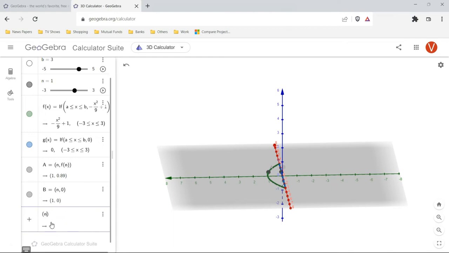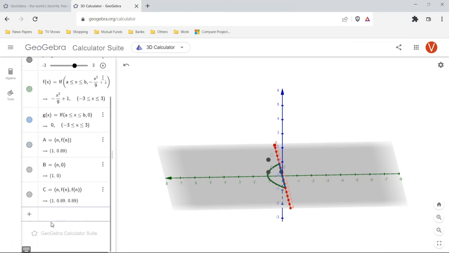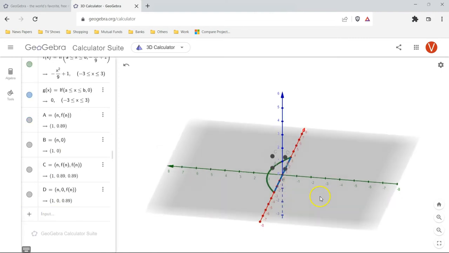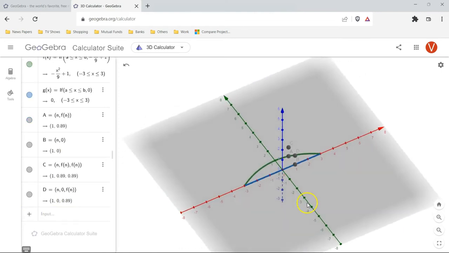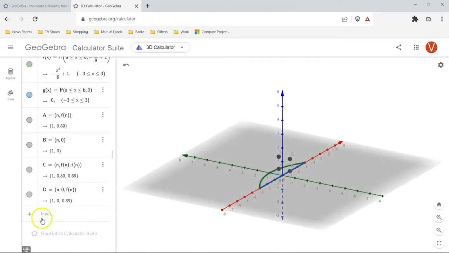Third coordinate will be n comma f of n, and naturally this will come into the third dimension. So we have to provide the coordinates of the third dimension also. So let us say f of n itself. So you notice the third corner of the square has come. Now the fourth corner. So n comma 0 comma f of n. And now if you rotate it, you can make out a square, right?